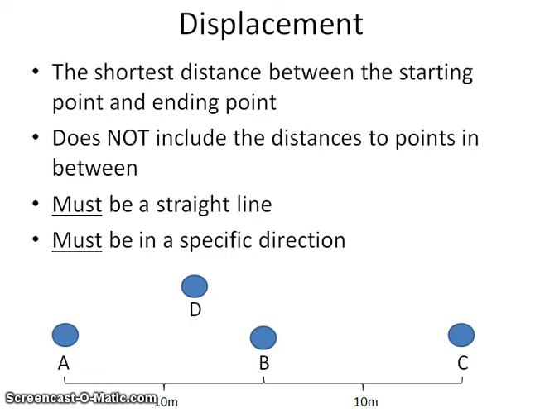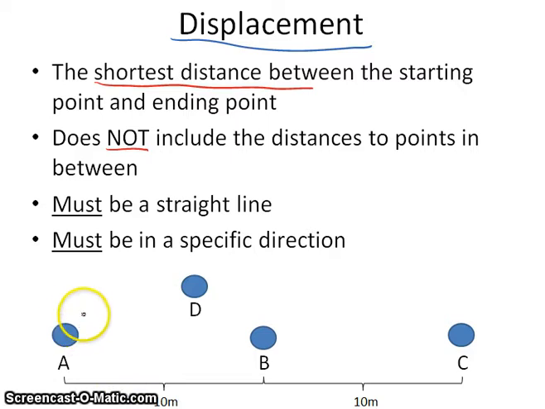Displacement, on the other hand, is different than distance. Displacement requires that you think about the shortest distance between the starting point and the ending point. This does not include the distance to the points in between, like we talked about before, where we went to point D. It must be a straight line, and it must be in a specific direction.